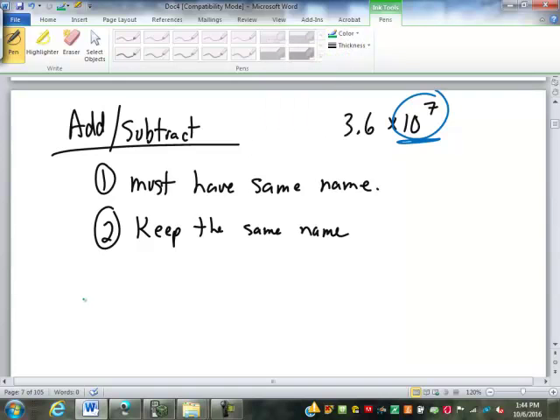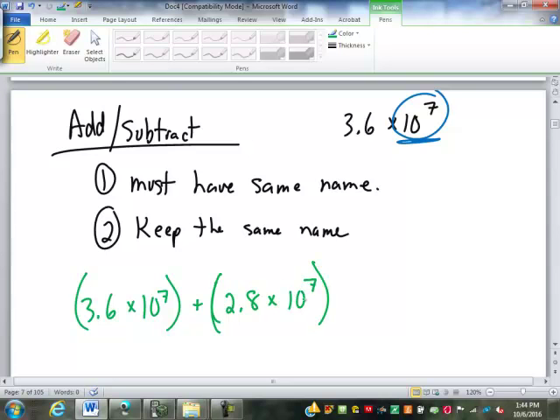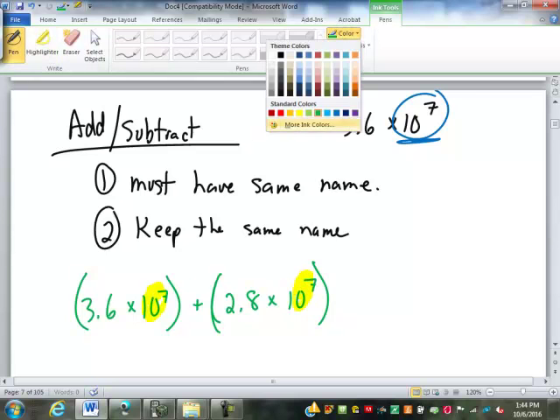So let's say I have that 3.6 times 10 to the 7th. And I want to add, now the parentheses around it are not telling me to do anything there. They're just saying that that's a single number. It's separating that out as a number all by itself. Plus 2.8 times 10 to the 7th. They have the same name. They have the same power of 10. So I can combine them with addition.